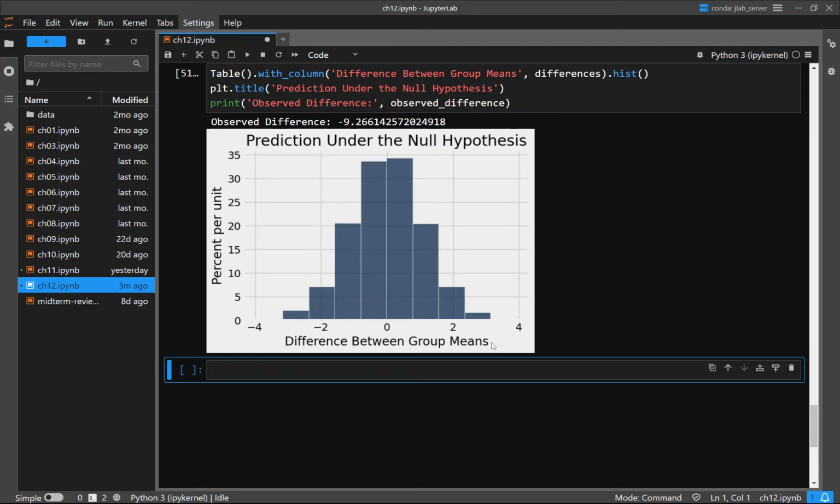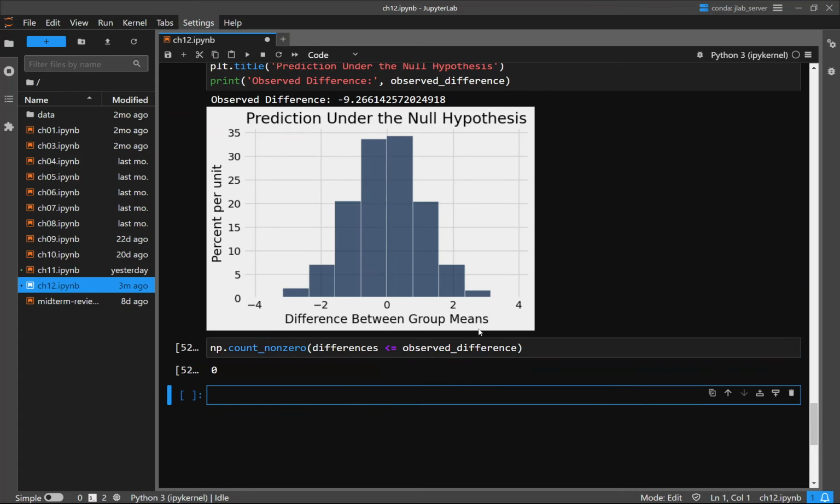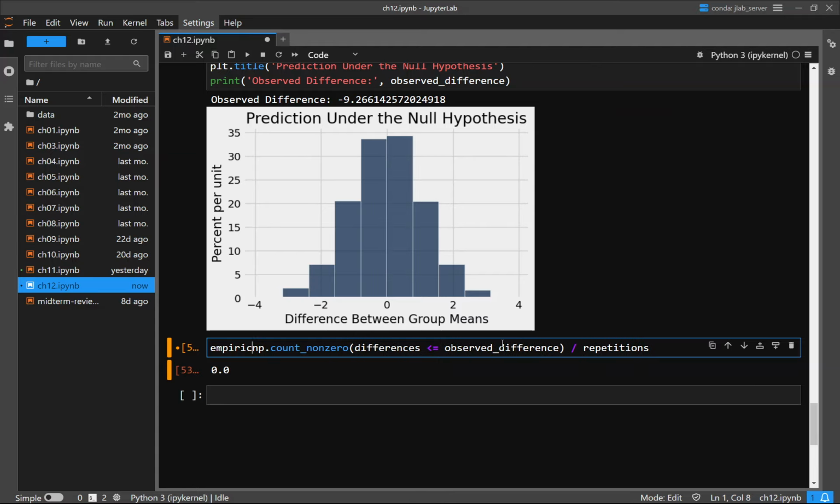So we take our differences values and we see how often was it equal to our observed difference, or was it even more extreme, so even more negative, less than or equal to. How often did this happen? So np.count on 0. And it happened 0 times. To get a percentage, of course, you divide by your repetitions, but it's still 0%. So that's our empirical p-value.